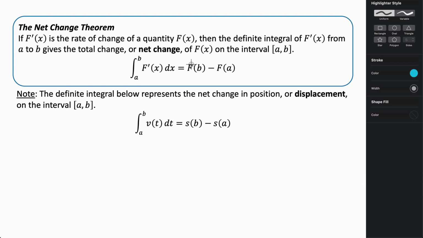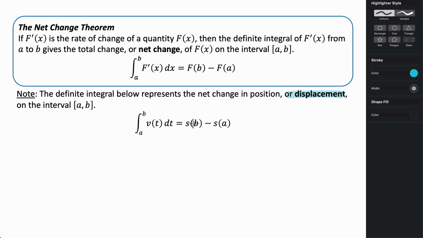And this is actually very useful when we're dealing with position, velocity, acceleration problems, because if we look at the integral of the velocity, that's just the net change in our position, or our displacement. Remember, the derivative of position is velocity, so if I take the antiderivative of velocity, I'm going to get the position at time b minus the position at time a. And this basically just tells me how much my position has changed on that interval.